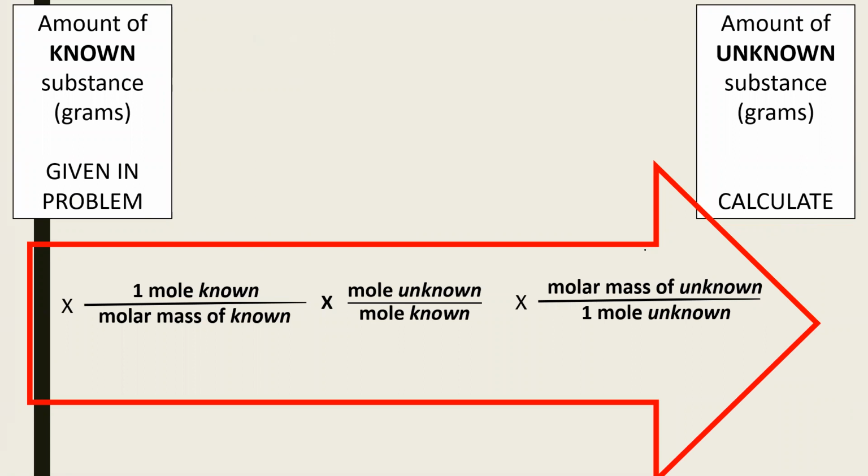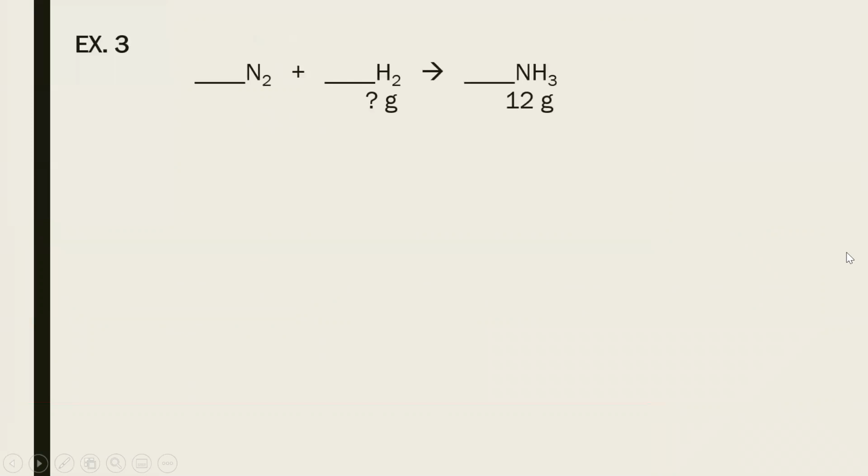So you have a known substance amount in grams from the problem. 1 mole of unknown is a constant. The molar mass in grams of the known goes on the bottom using your periodic table, times the mole ratio, still unknown over known, which comes from a balanced equation, times the molar mass in grams of the unknown, and then the bottom is a constant, 1 mole of unknown. 3 steps. Okay, so try this one. Pause it if you need to, balance it.